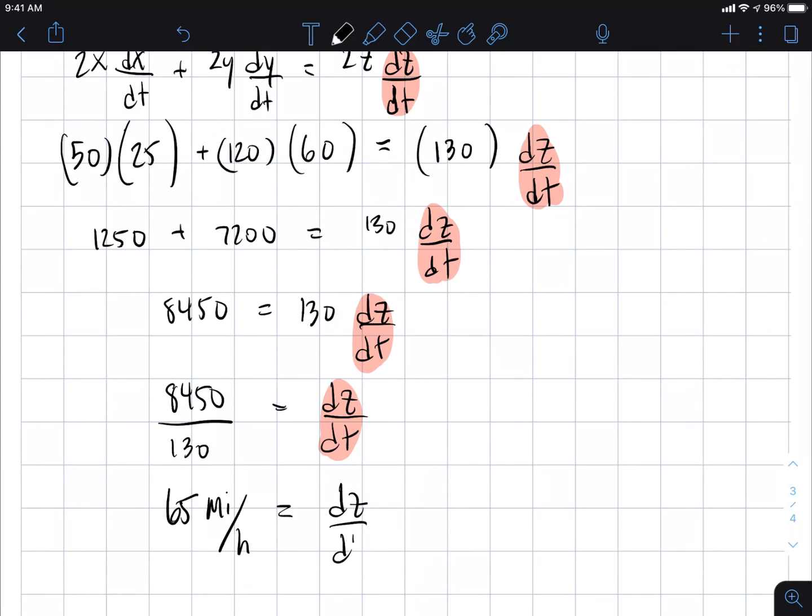So what this is telling me is that after 2 hours, the rate at which the cars are separating is 65 miles per hour at that instant. That's a lot.